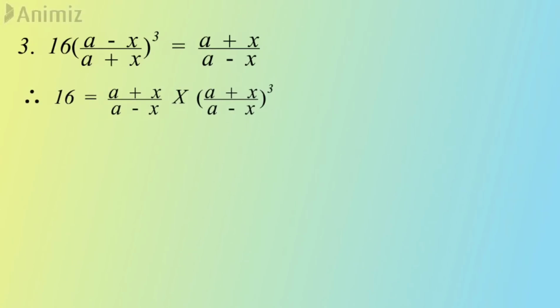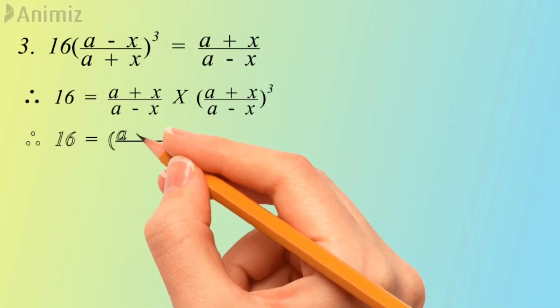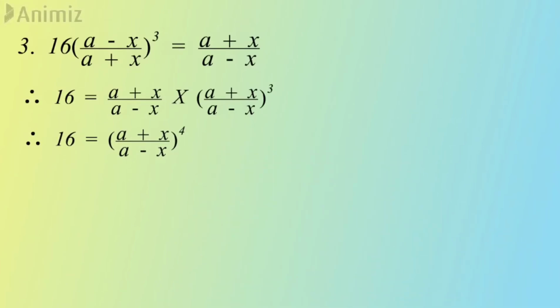Now just look at the right hand side, we can multiply numerator and denominator together. Then a plus x, 4 brackets will be there, 4 power. Similarly, a minus x also, 4 brackets will be there. So you will get the 4th power of a plus x upon a minus x on the right hand side.